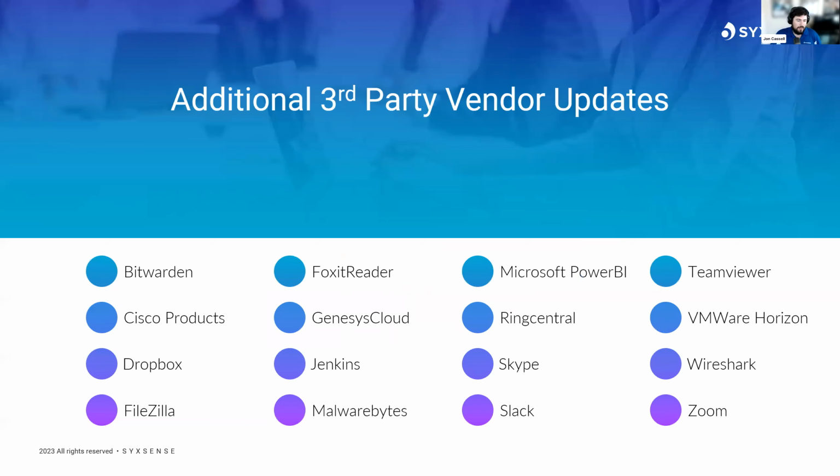Other products that have received updates since the start of the month include Audacity, and there are more than I can fit on the slide. Audacity, Bitwarden, Cisco products with, again, another typical CISA advisory for multiple Cisco products, Dropbox, FileZilla, Foxit Reader, Genesis Cloud, Jenkins, Malwarebytes, Power BI, RingCentral, Skype, Slack, TeamViewer, VMware Horizon Client, Wireshark, and Zoom. And let me check the Chrome release page again. Still nothing. All right, I'll let you guys know.